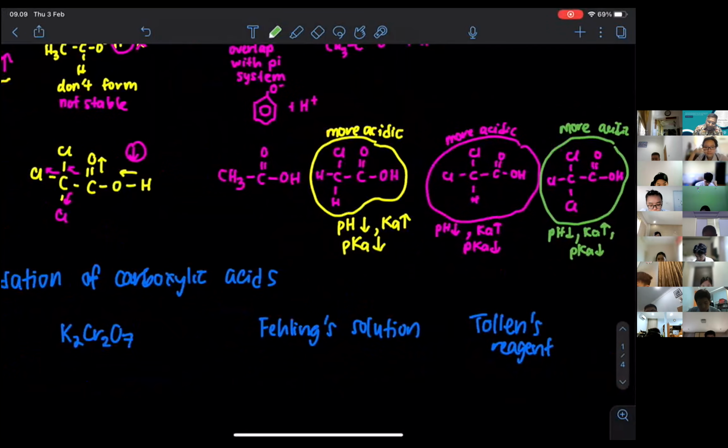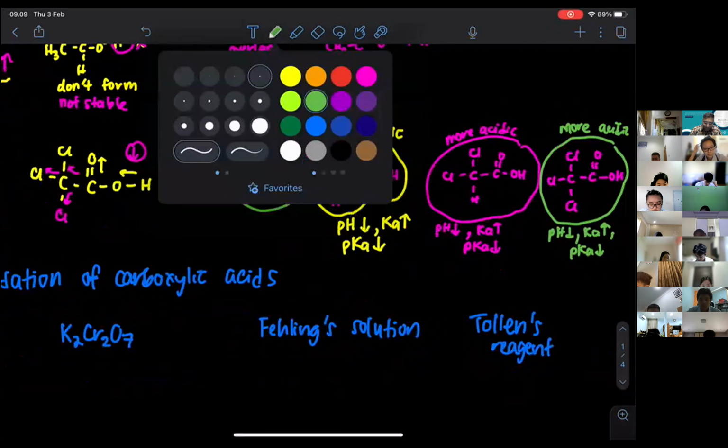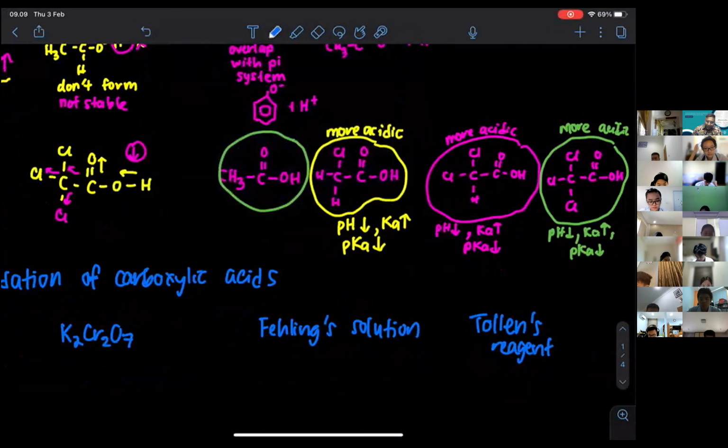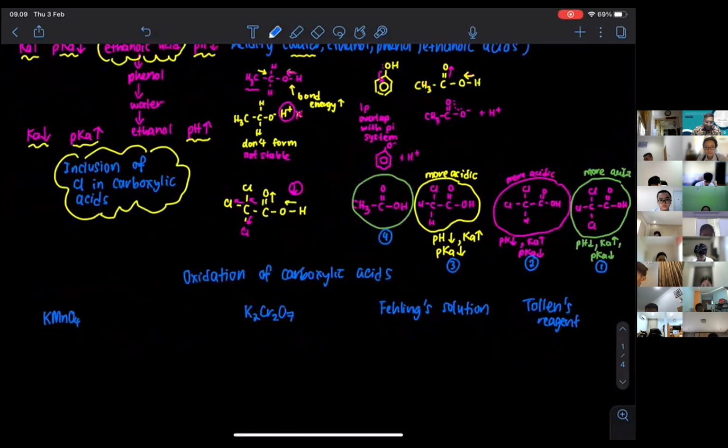If I want to put them in order of acidity, the one that is most acidic is going to be this one, followed by this, followed by this, and then the last one, the normal carboxylic acid. So that is about the acidity involving inclusion of Cl in carboxylic acid.